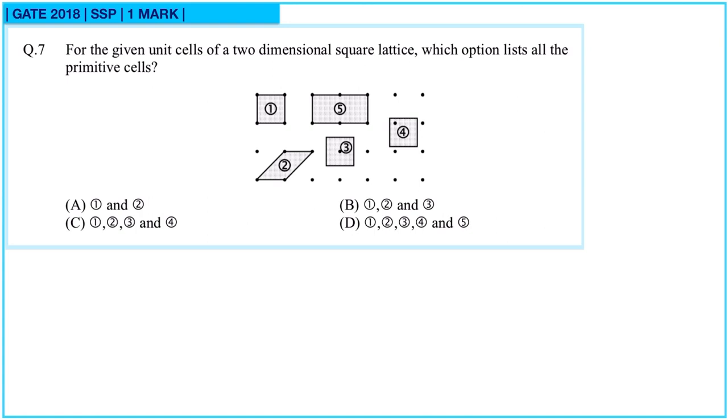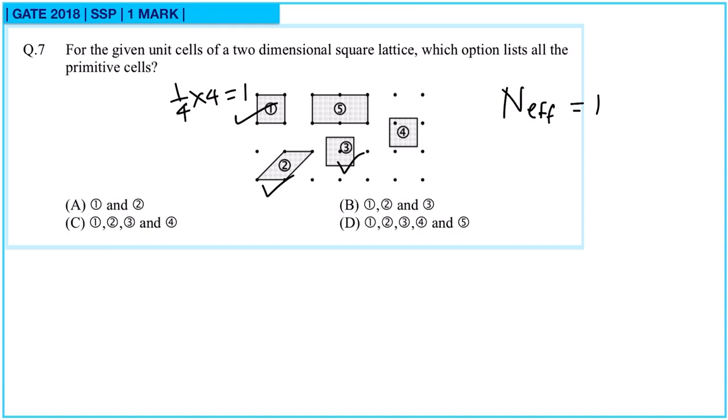Question number 7. For the given unit cells of a two-dimensional square lattice, which option lists all the primitive cells? For a primitive cell, the condition is that n effective has to be equal to 1. So we can calculate it for all these cases. For the first one, 1 atom is shared by 4, so it will be 1 by 4 into 4, that is equal to 1. So 1 is primitive. For the second case also, it is shared by 4, so it will be primitive.